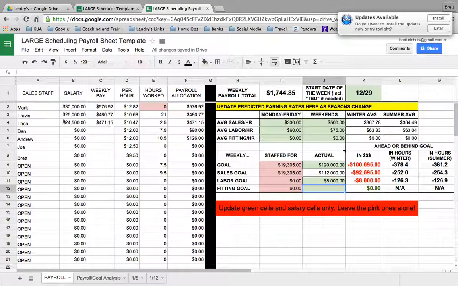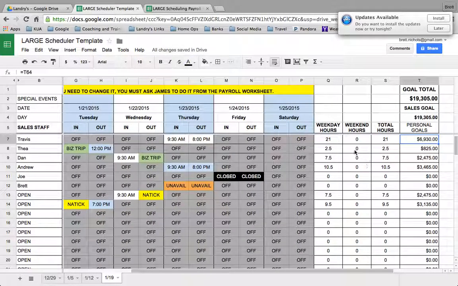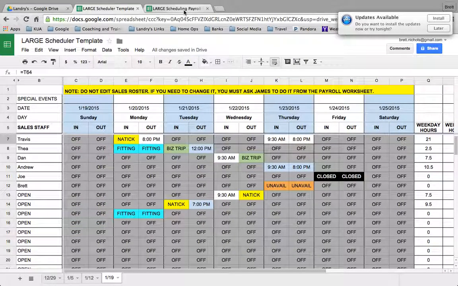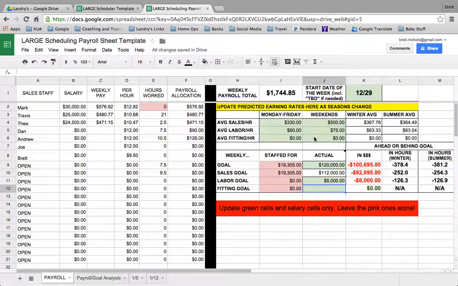Alright, so now that we have our sales staff entered, their salary information entered, we have some hours, obviously not a full work week's worth of hours, but we have some hours entered in, which give us some totals over here that we can use. We're going to go back and look at some of the metrics that we can use to help assess how we're doing as a store.